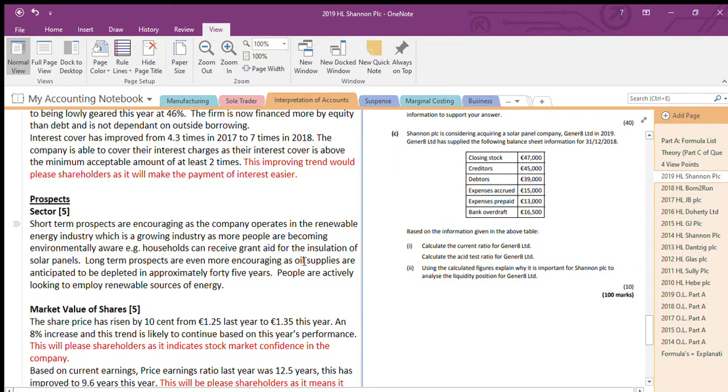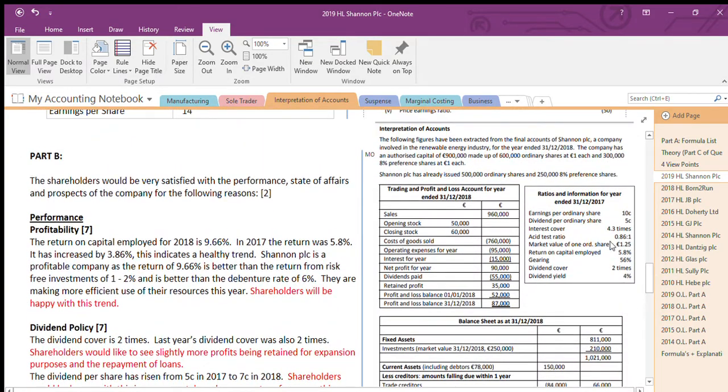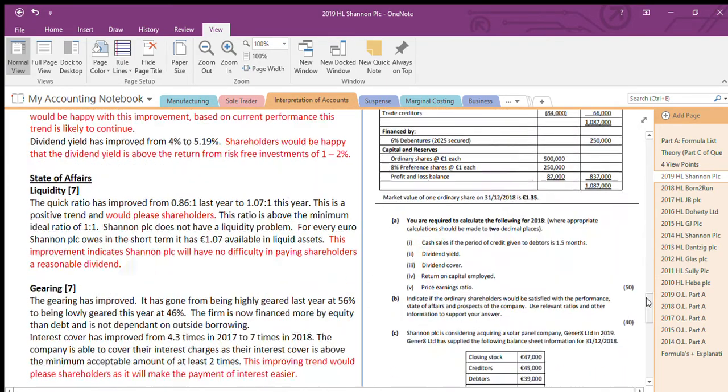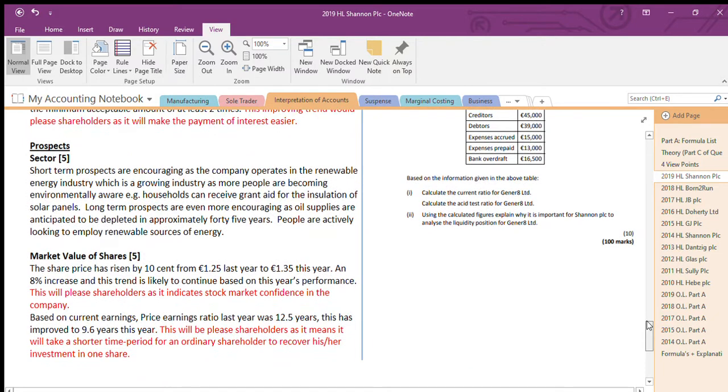Our sector. So what we do here is we actually look at the sector itself in terms of what they're operating in. It's always given at the top. So Shannon PLC is a company involved in the renewable energy industry. So what we do then is we start talking about the renewable energy sector, and how that industry is performing. And the final one we look at is market value of shares. So how much are the shares worth?